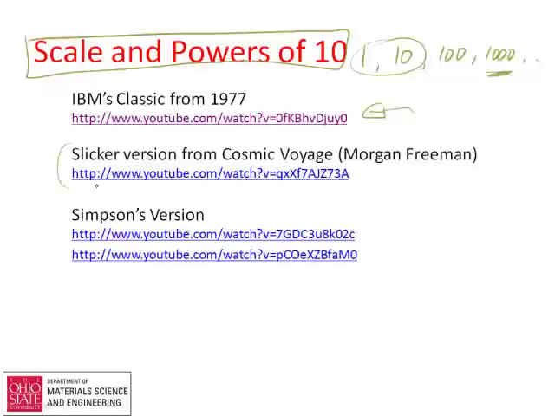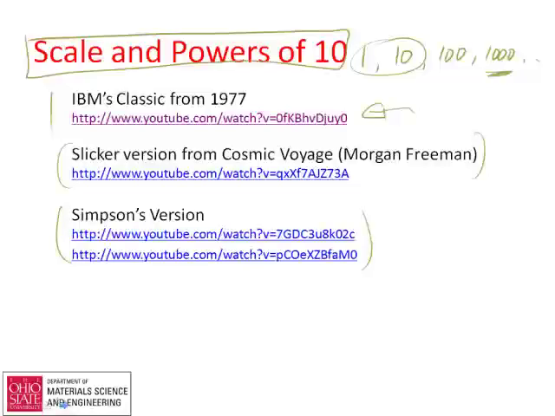There's a little slicker version from the movie Cosmic Voyage with Morgan Freeman, and then these are kind of cheesy setups, but the Simpsons also did one of these as their couch gags, which is based on this and funnier, but kind of makes the same point, and I'll let you watch that on your own.